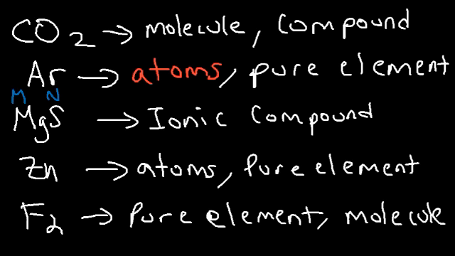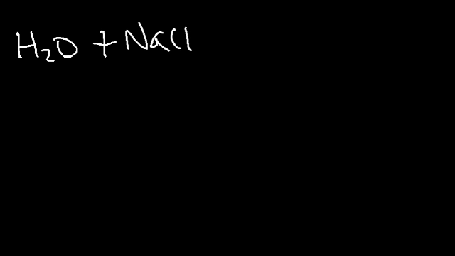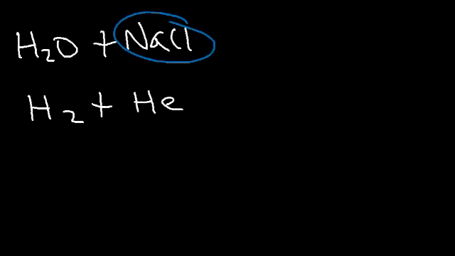So now you know how to classify substances. And now what is the difference between a pure substance and a mixture? A mixture is the combination of two or more pure substances. For example, if you mix water, which is a pure substance, with sodium chloride, you have a mixture, a salt-water mixture. If you mix hydrogen with helium, you now have a mixture. So a mixture is simply the combination of two or more pure substances. Sodium chloride is a pure substance. Even though it's a compound that has two different elements, it's still classified as a pure substance.